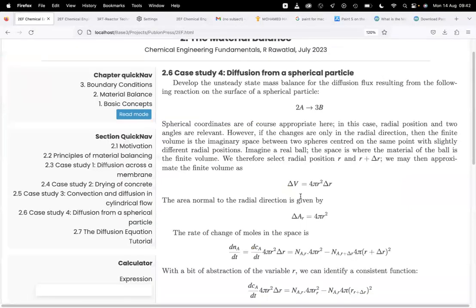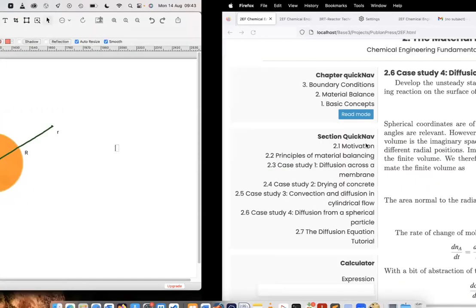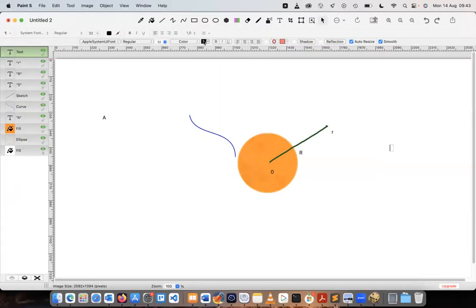And when we do that, if we imagine the approximate volume of the space, let's imagine the finite volume. So I guess we might as well draw it.